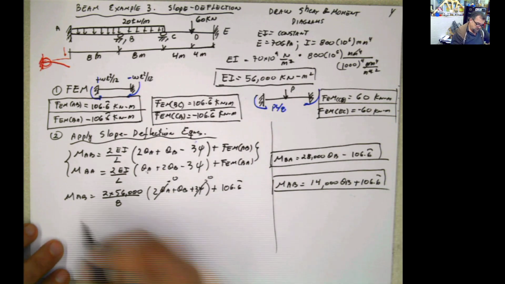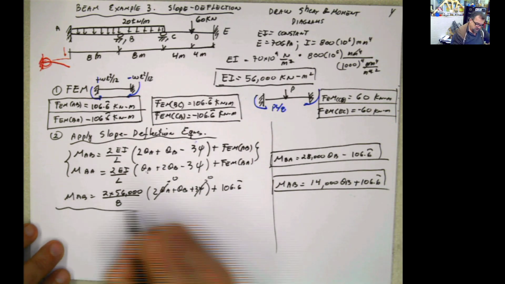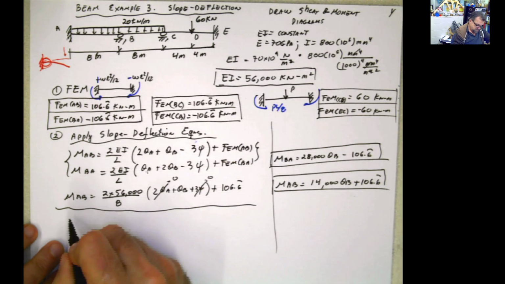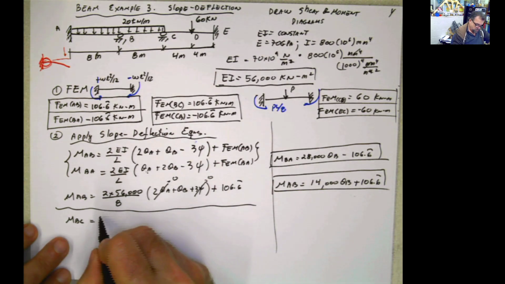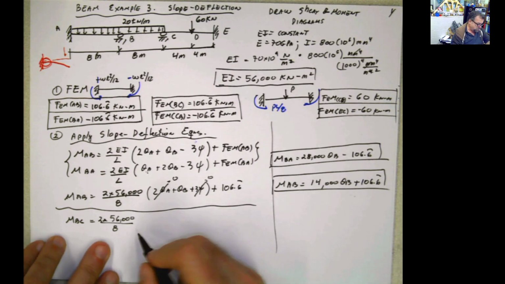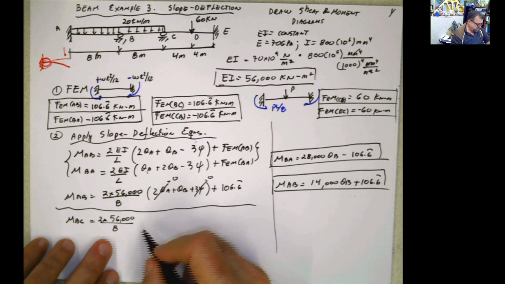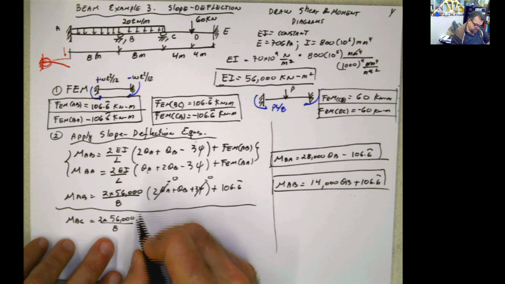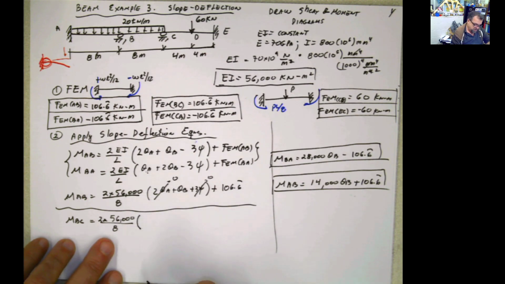Now let's go and let's calculate BC. MBC equals 2 times EI is the same, 56,000, divided by L. L is the same. I'm just doing this because I want to show you, but I don't have to do that. I could just go over the equation directly and do it, but I'm gonna do it. Times. Now let's look what happened with the rotation at B.